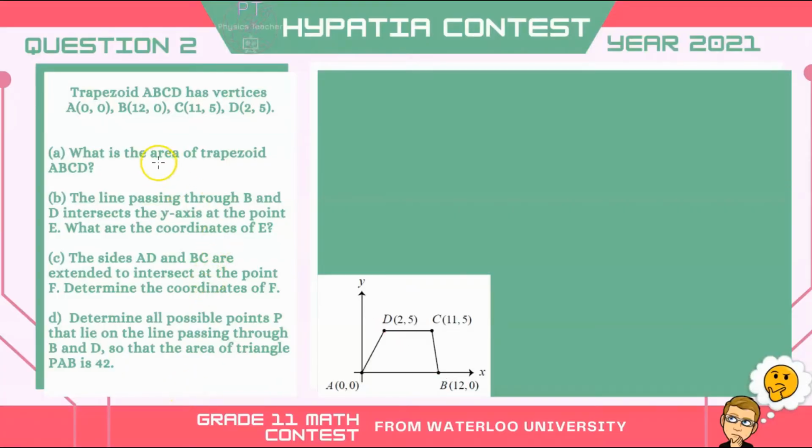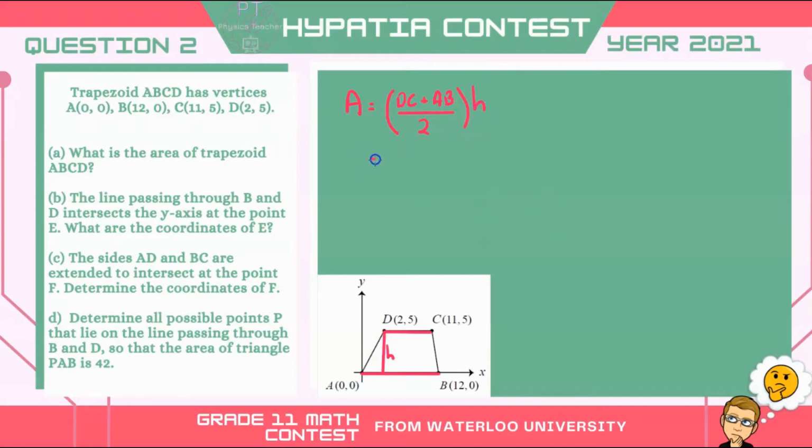Okay, so part A asks for the area of this trapezoid. Well, the area of a trapezoid is equal to the average of these lengths, DC and AB. So we're going to write that as DC plus AB over 2, multiplied by the height, which would be this here. Let's call that H.